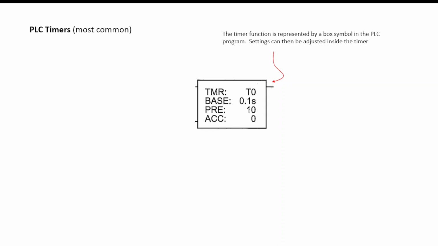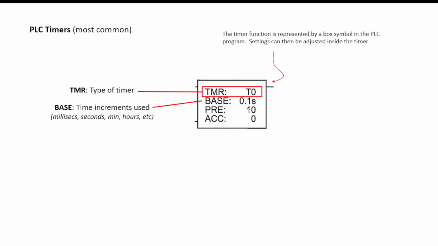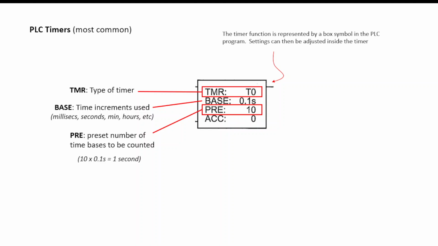In PLC timers, you will typically have the same thing. A timer is usually a box that is dragged down onto the PLC programming window, and then we get to adjust or change all of the parameters. We can change the type of timer, so an on delay versus an off delay. We can adjust the increments of time that are being measured. We then set the amount of preset time that we want to have counted. So the base time increments, the preset is how many of those are going to be counted.